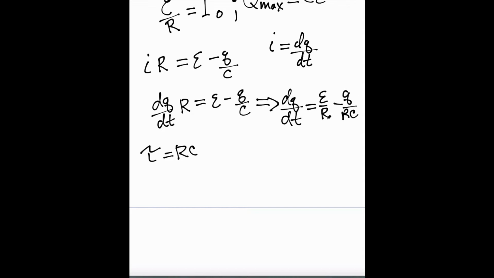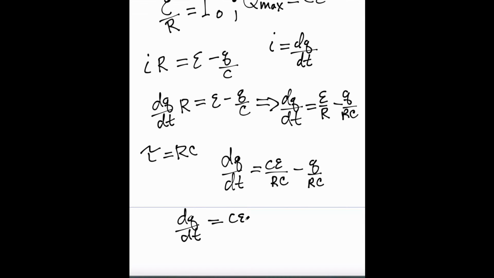Looking at this expression, e over r minus q over r times c, if we multiply e over r by c over c, it makes it a really useful expression that will help us do separation of variables with this differential equation. So c times e, notice this is just q max right here, over r times c, minus q over r times c. Now we have a common denominator, and that allows us to rewrite this expression as dq/dt equals ce minus q over rc.